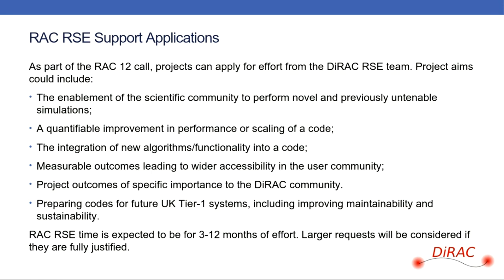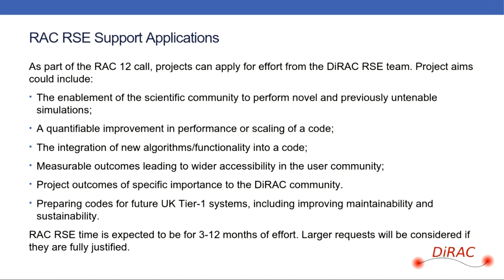So all of the projects through the RAC call should lead to measurable outcomes, which could lead to wider accessibility in the user community. So say you have an in-house code you've been successfully using in your research group, you think it might be useful more widely to the scientific community, and you need some help to turn it from research code into something you can release to the wider community and get help with, then you can apply for RSE support for that sort of activity as well.